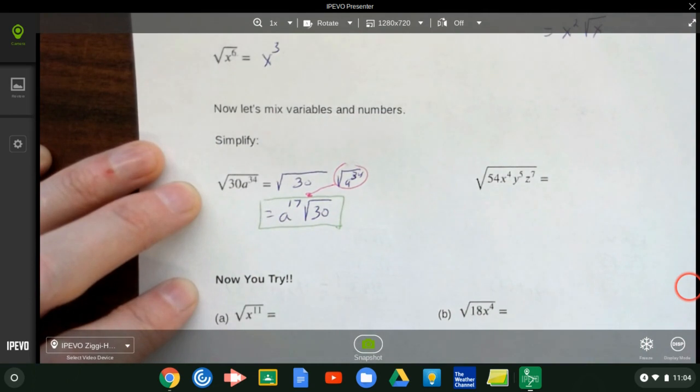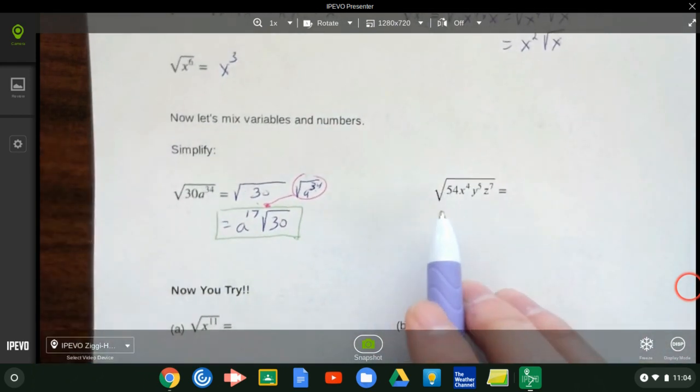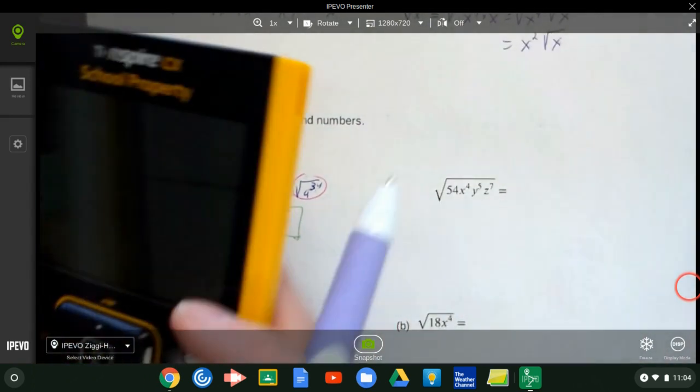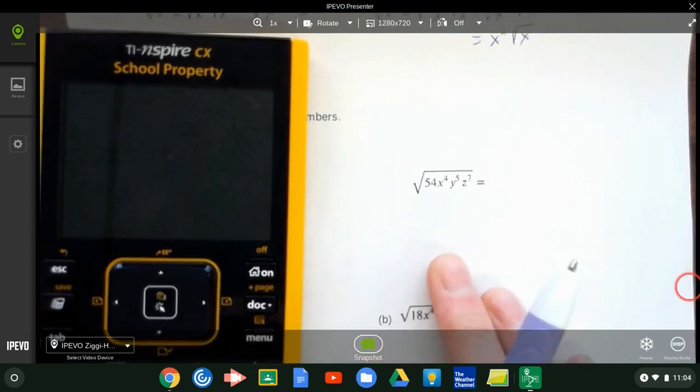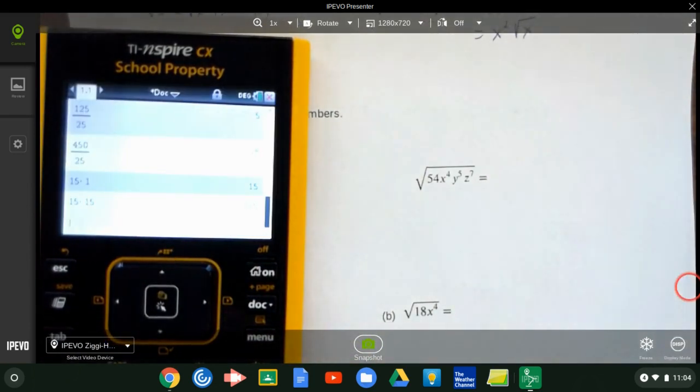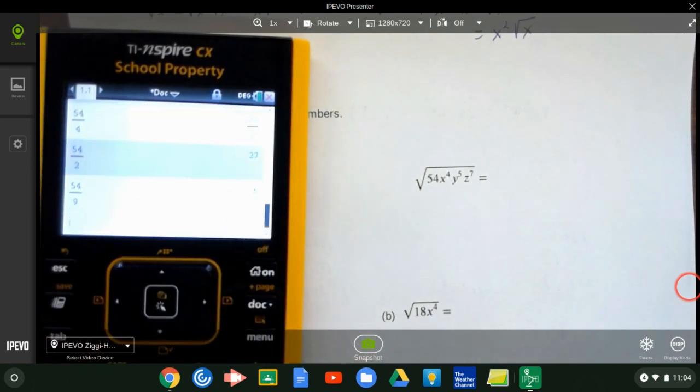Little tricky when you get to numbers. Remember, numbers act like numbers. Exponents act slightly different. Let's look at 54. 54 I might be able to break down. Let's see. So 54, if I divide that by, let's try 16. Nope. 54 divided by 4. Nope. 54 divided by, well, 27 is the half, so maybe it doesn't break down. By 9, 9 and 6.